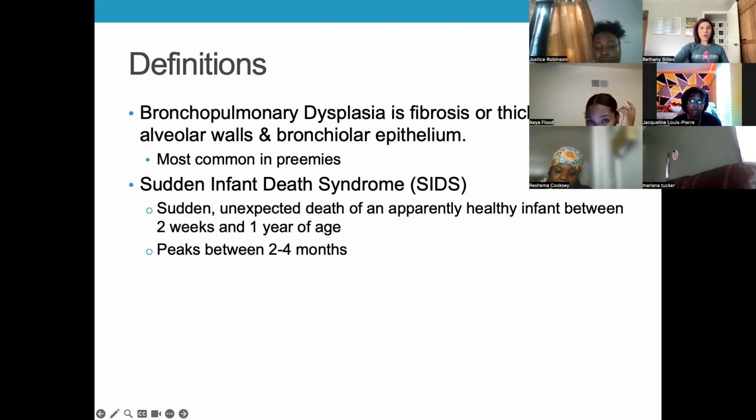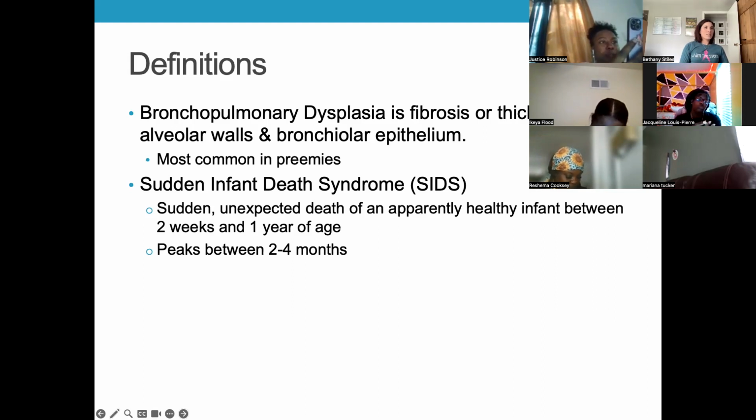Our last two diseases are bronchopulmonary dysplasia, or BPD, and that is a fibrosis or thickening of the alveolar wall and the bronchiolar epithelium. So that's going to be really common in our premature infants that are on mechanical ventilation for a long time. So that constant beating of their lungs and forcing their lungs to work a little bit faster and better than they're developed is going to cause this bronchopulmonary dysplasia. So we see it in our preemies that are intubated for a really long time or on CPAP for a really long time, and we have trouble getting them off respiratory support.